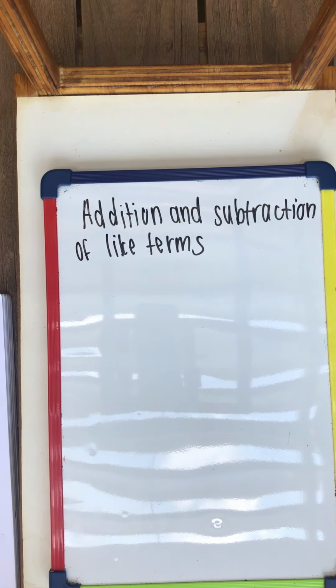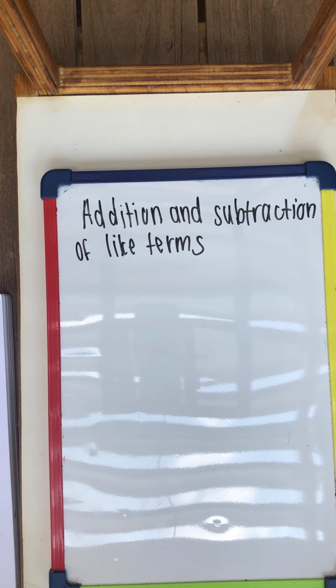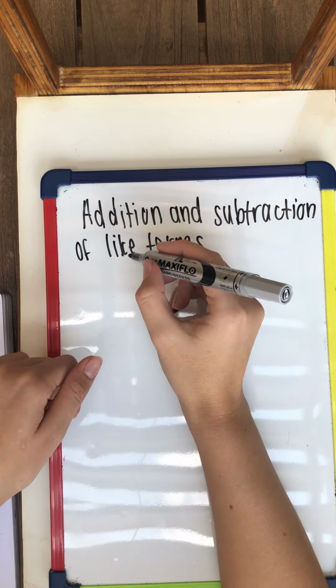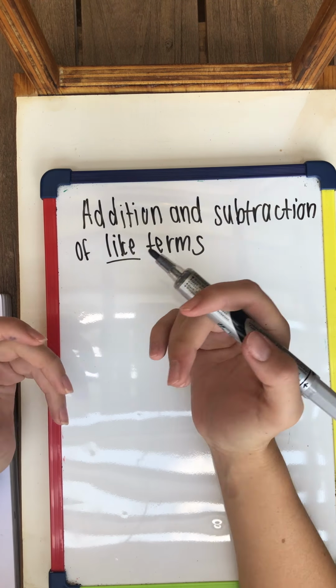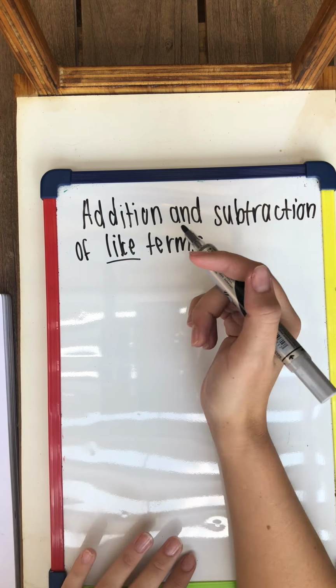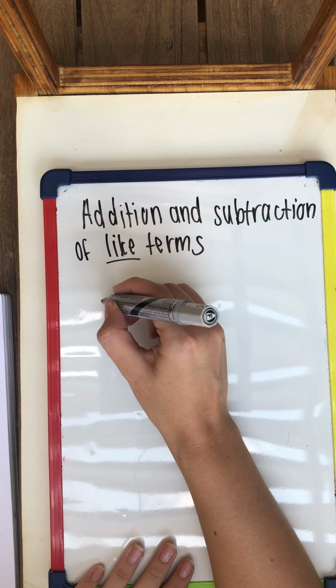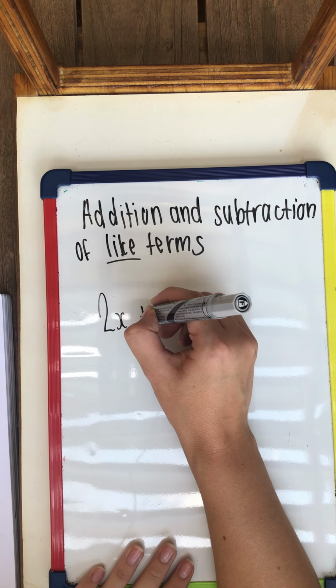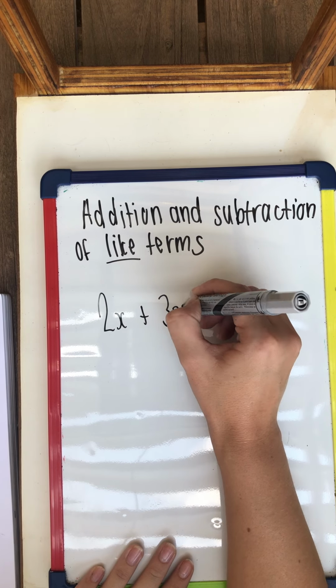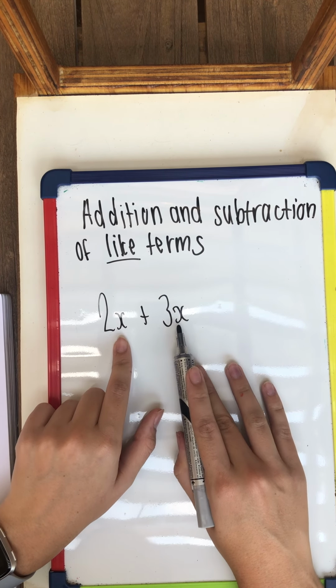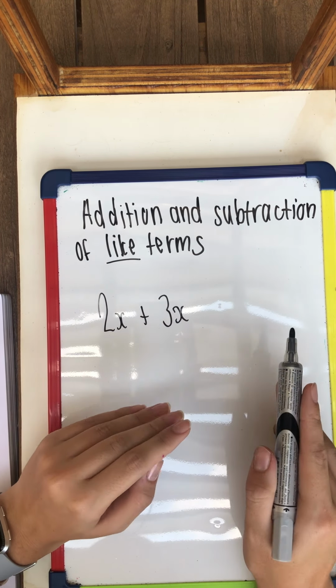Okay, hello grade 8s. Today I'm going to look at addition and subtraction of like terms. Now, like terms, I just mean the same terms. So if I've got 2x plus 3x, I'm basically looking at the variables. Are these variables the same?